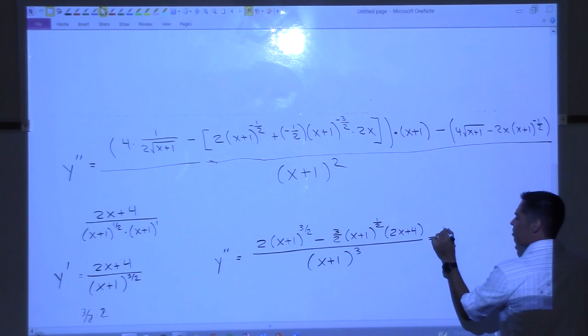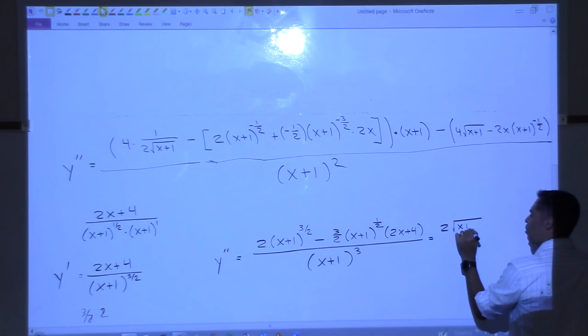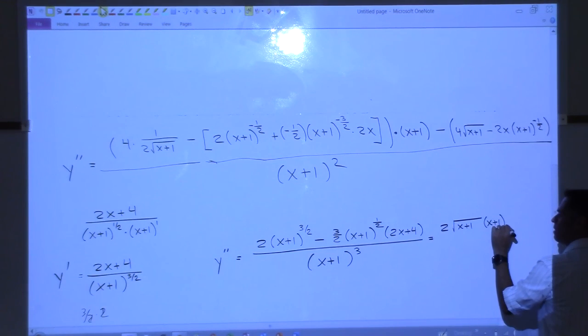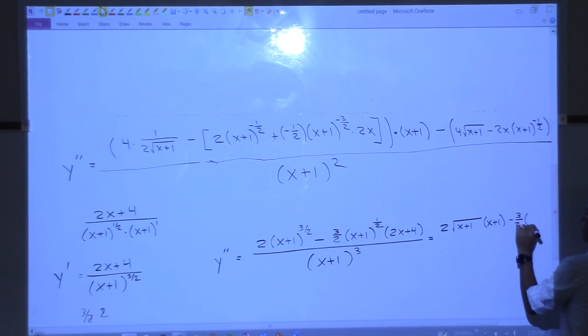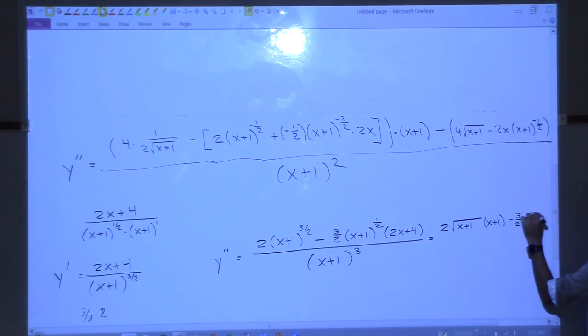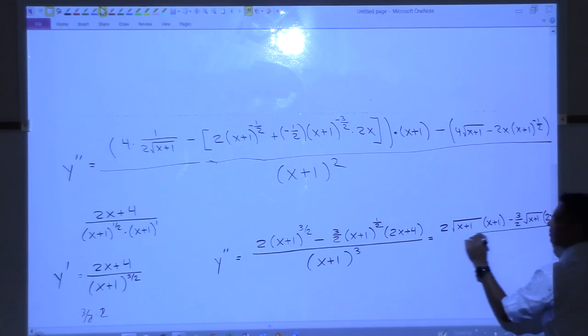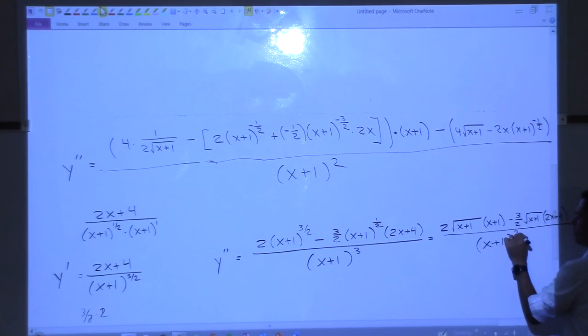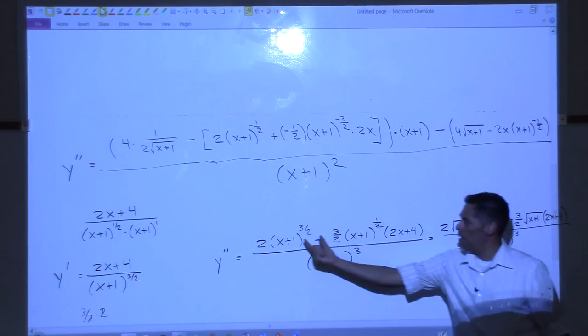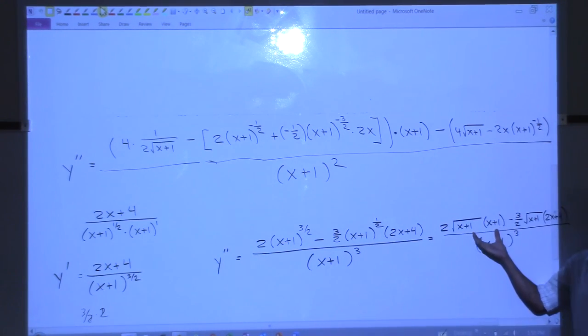Do you agree that this is 2 square root of x plus 1 times x plus 1 minus 3 halves square root of x plus 1, running out of room here, times 2x plus 4 all over x plus 1 cubed. So all I did there was rewrite this as this. Do you all agree with that? I mean, that's kind of where it came from, right? This is x plus 1 to the half. This is x plus 1 to the 1. And so if I put those together, I get 3 halves again. Now, why would I do that? Why would I actually do that step?